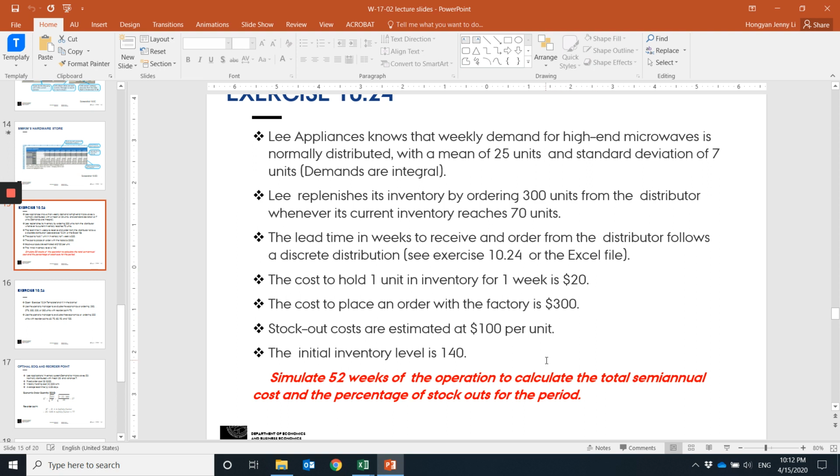And then we have the cost information. The holding cost for 1 week, 1 unit of product, is $20. The fixed ordering cost is $300 per order. The stock out cost is $100 per unit. The initial inventory level is 140. The exercise includes 3 questions or 3 steps. The first step asks you to simulate 52 weeks of operation to calculate the total semi-annual costs and the percentage of stock outs for the period.